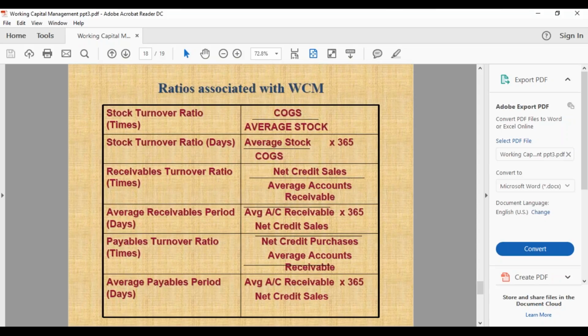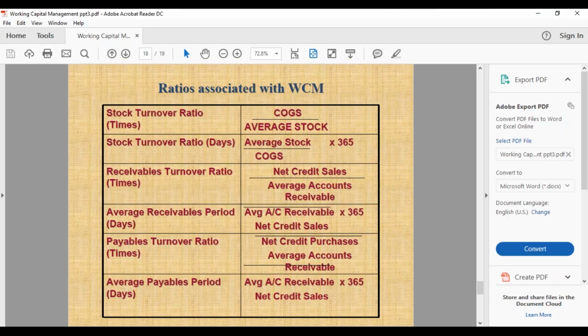Stock turnover ratio is the cost of goods sold divided by average stock. Stock turnover ratio in days, we have discussed some of these terms in the previous lectures, is the average stock into 365 divided by cost of goods sold. 365, because there are 365 days in a year, and here we are talking about the number of days.